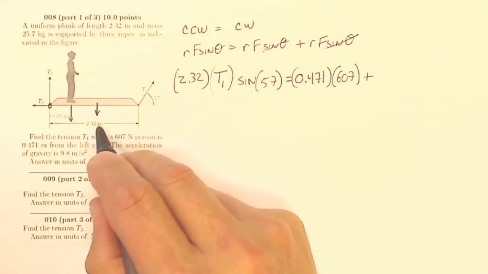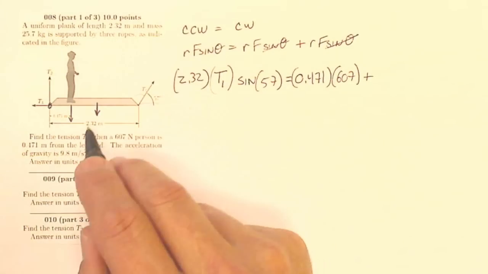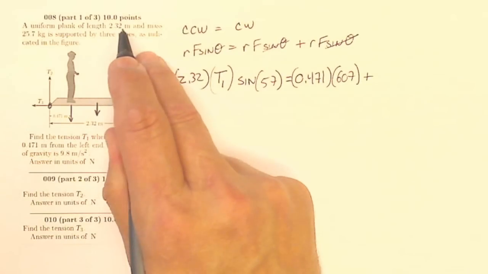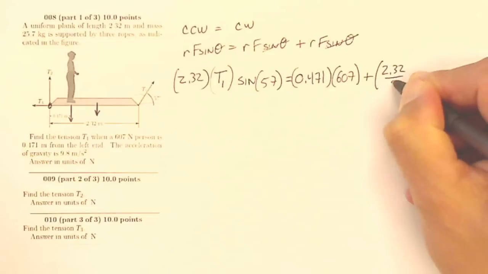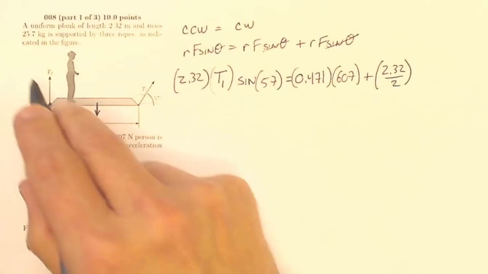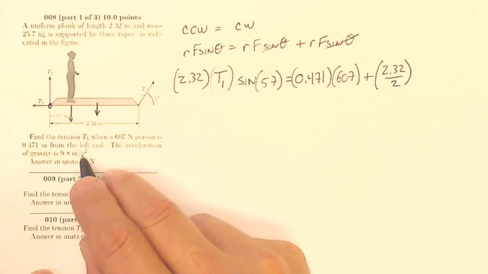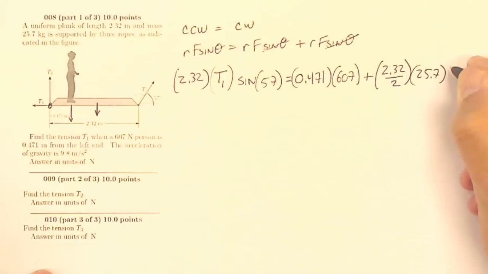Now I need the plank itself. 2.32 meter plank. Well, the center of gravity of the plank is going to be in the center of the plank. So half of 2.32 is going to be my r, so it's 2.32 over 2. And my force is going to be 25.7 kilograms with 9.8 meters per second squared acceleration. So that's going to be 25.7 and 9.81.